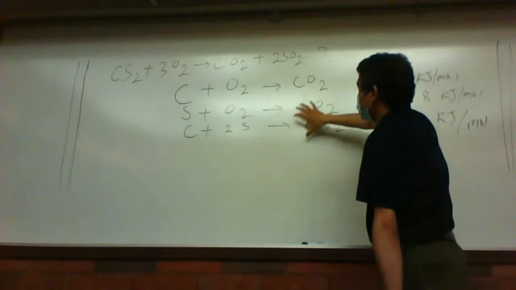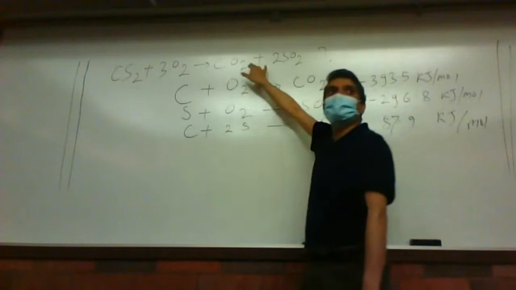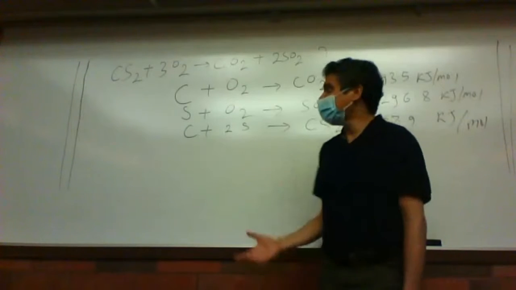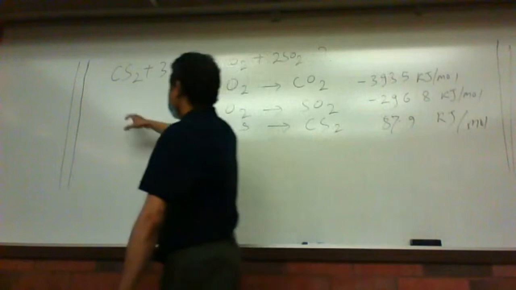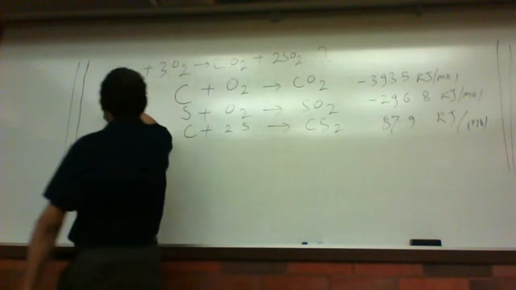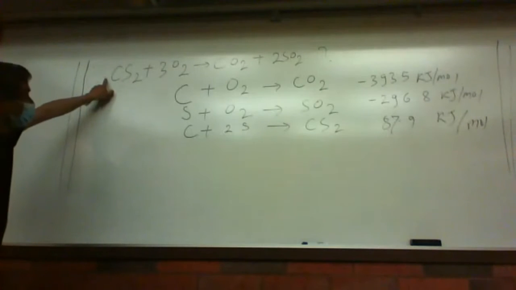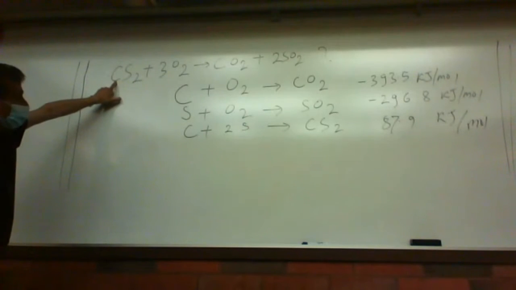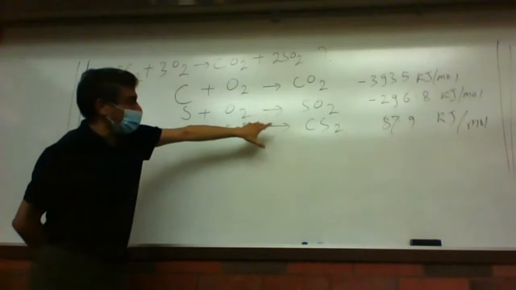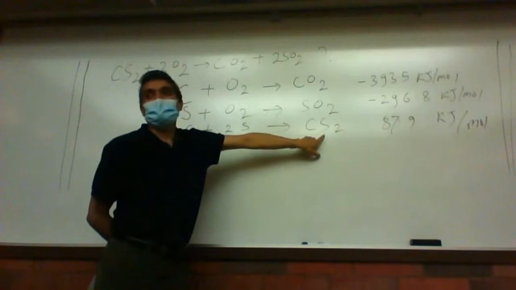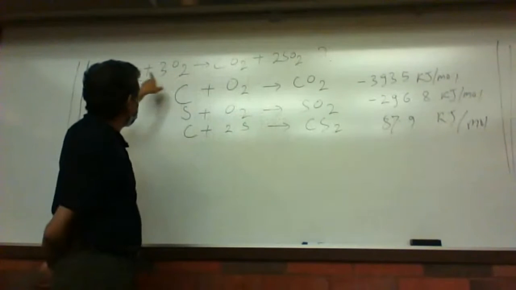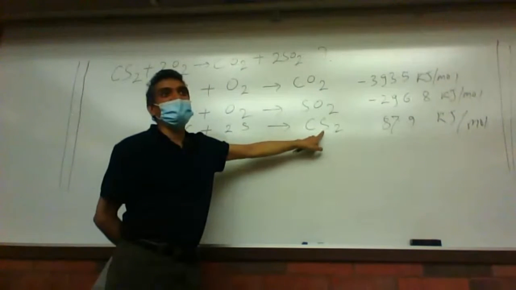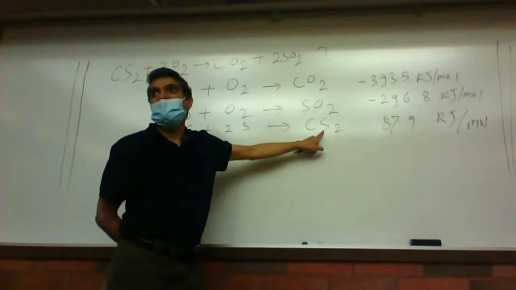I arrange these three equations in such a way that I get this target equation. So let's arrange that. What I have in the left side is CS2. This is my target reaction. I have CS2 in the left side, but among these three reactions, CS2 is in the right side. So I must flip that reaction so that the CS2 comes to the left side.